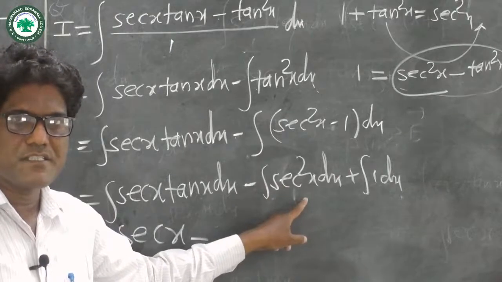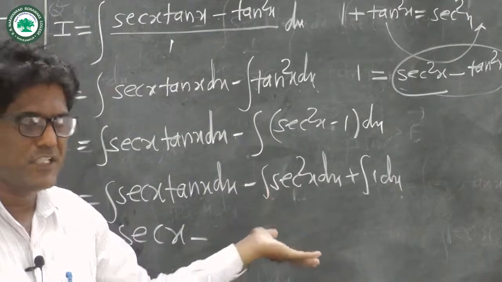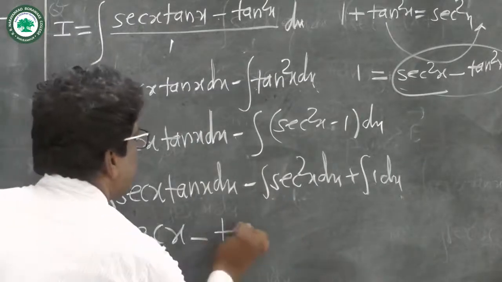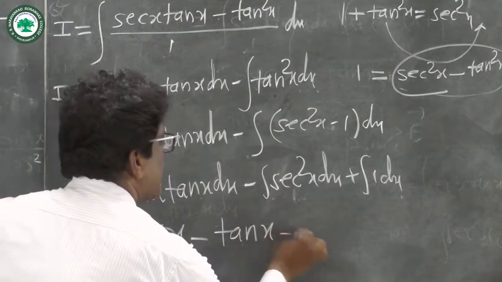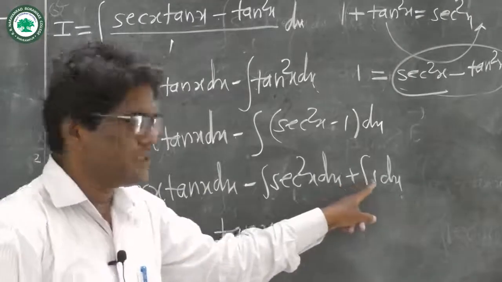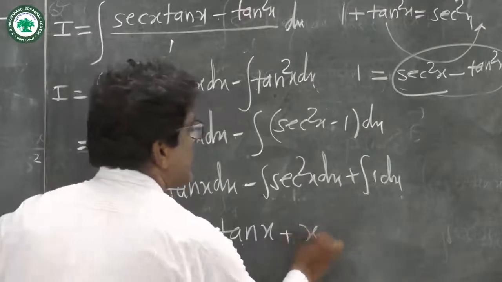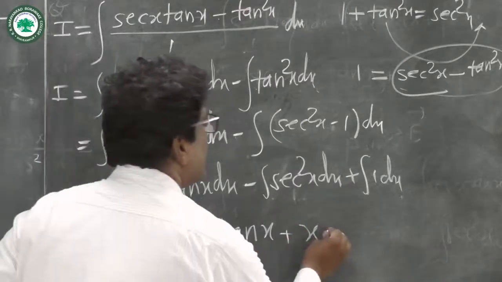Sec square x is the derivative of tan x, and therefore integration of sec square is tan x, so it is tan x plus integration of 1 dx. 1 is the derivative of x, so here we write plus x, and then lastly we put here plus c.